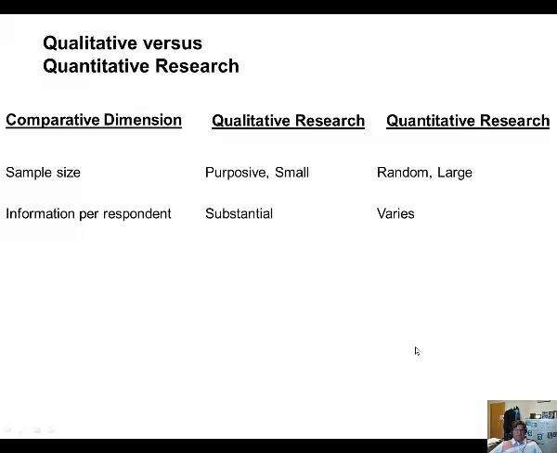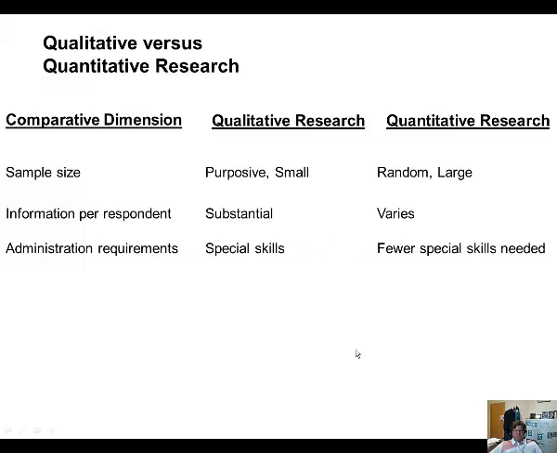So along with that, in qualitative research we collect a substantial amount of data per respondent. Quantitative research, that can vary. In quantitative research it can be as simple as bringing someone into a lab setting and collecting one measurement on them very quickly. Qualitative research is a lot more information. Qualitative research does require a lot more special skills in terms of interviewing and data analysis, whereas in quantitative research the data collection is usually pretty quick and any kind of data analysis happens through the computer system software.